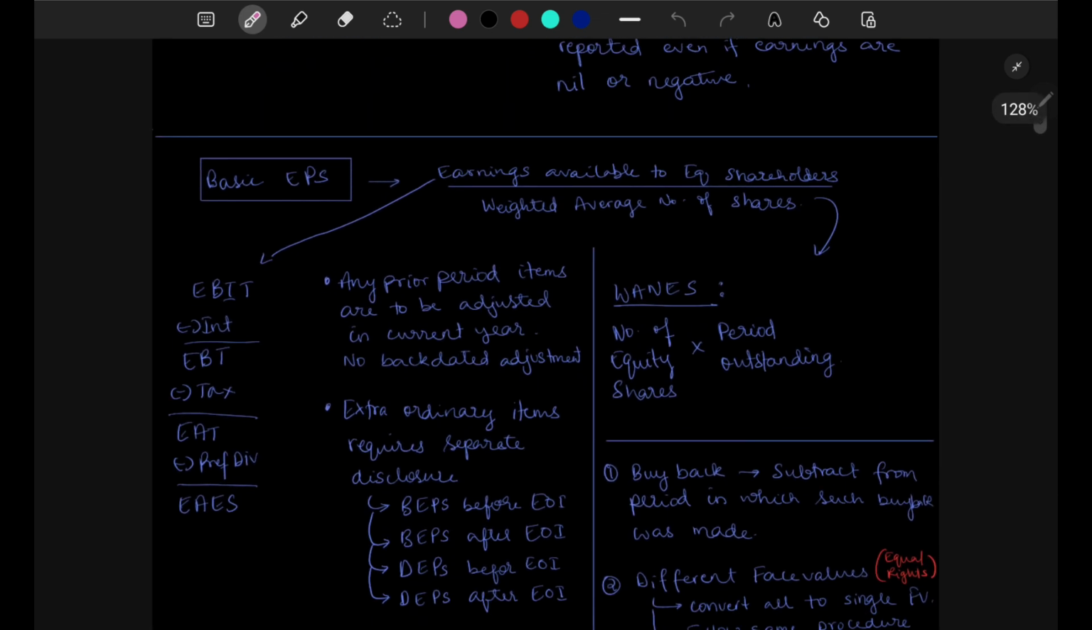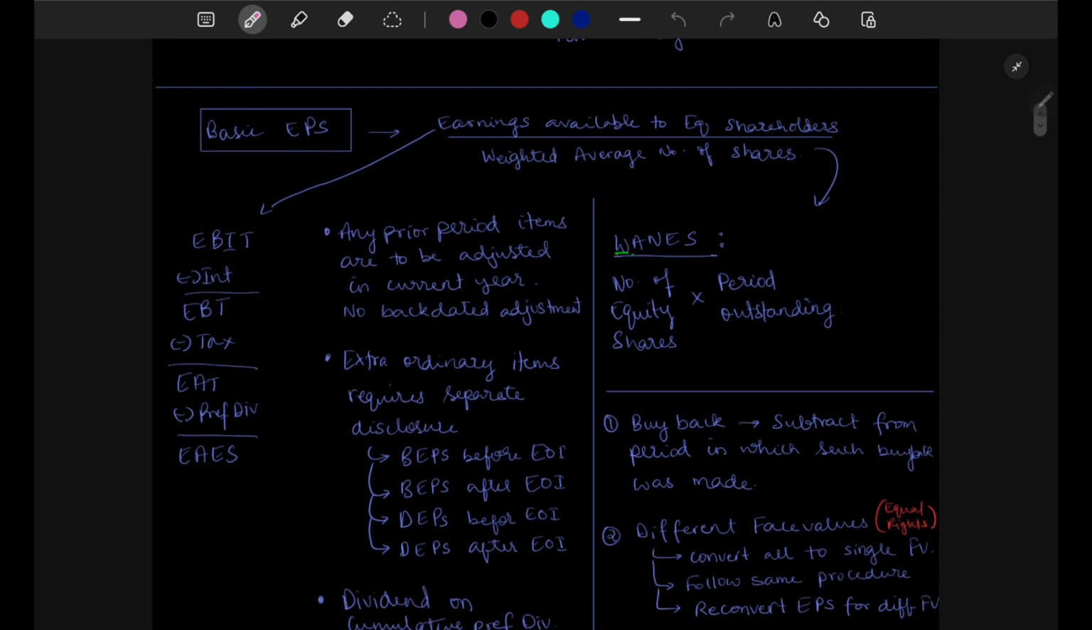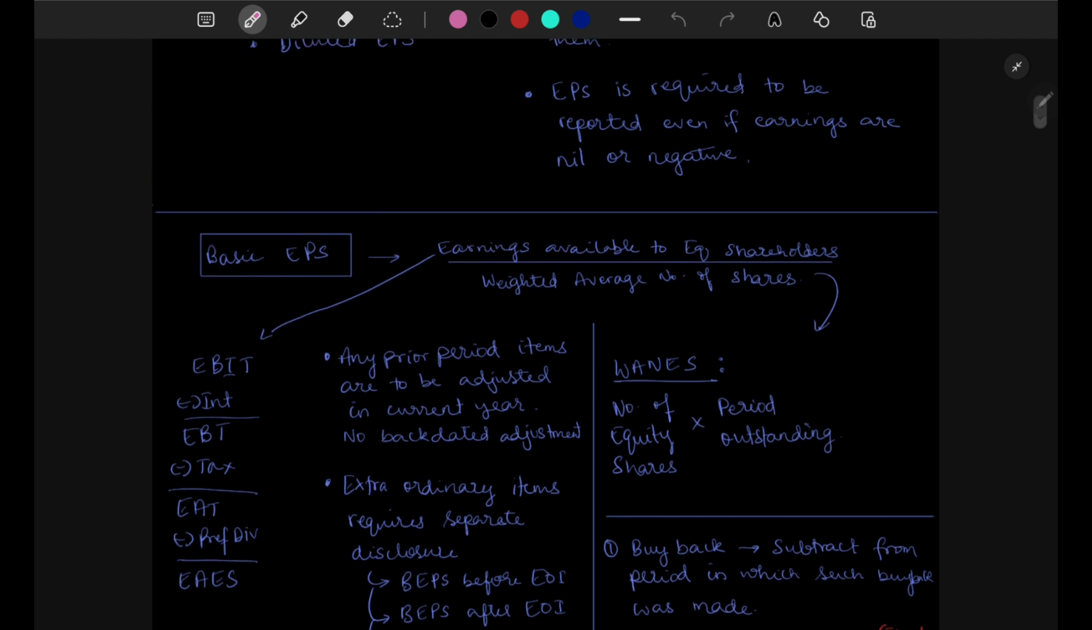Okay, next, weighted average number of equity shares. So how do you find out the weighted average number of equity shares? Firstly, you take the number of shares into period outstanding, meaning for how long that particular number of shares existed.